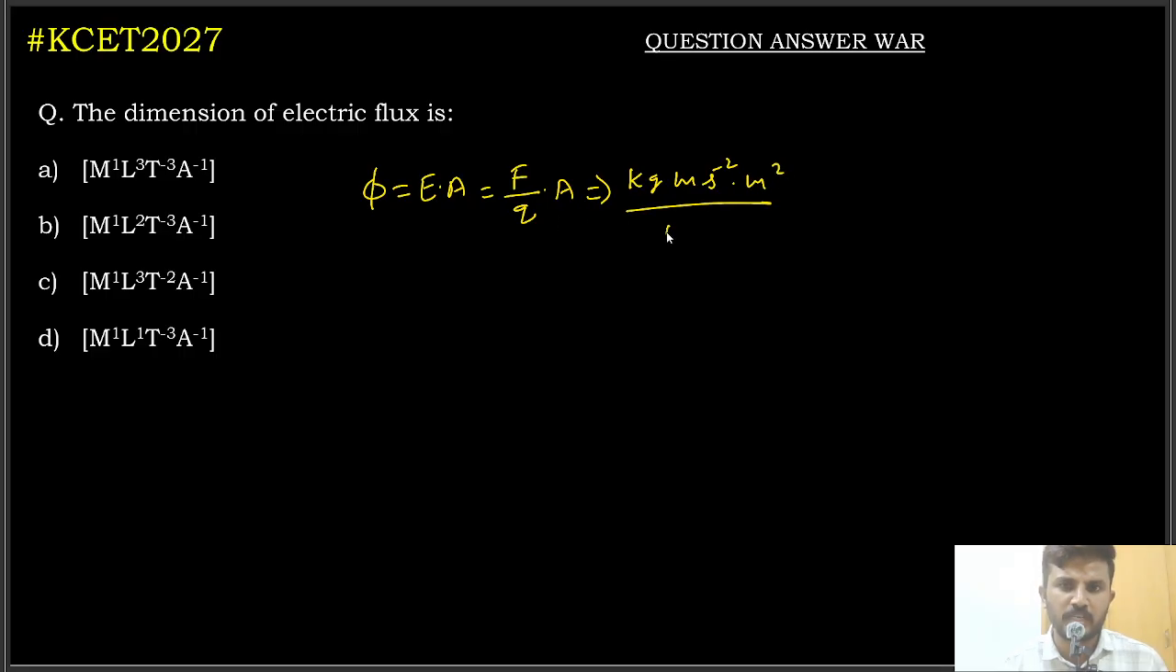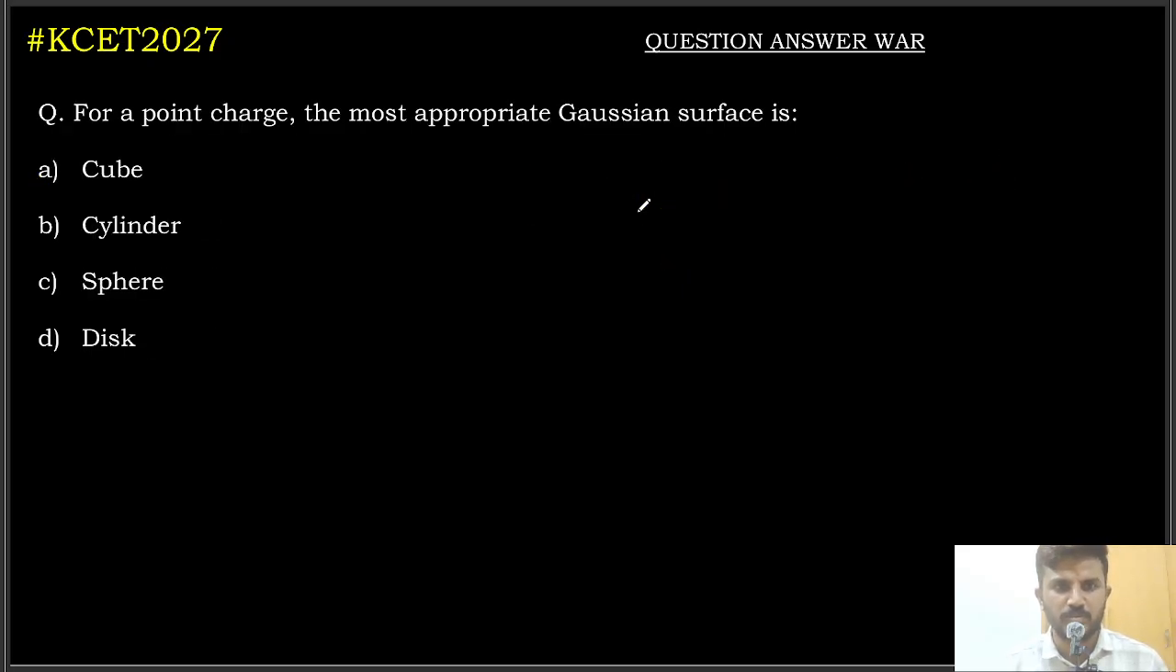Charge can be written as current into time. So writing time in seconds and current in ampere, this gives kg, m to the power 1, meter into meter square is meter cube, time divided by second gives T to the power minus 3, and ampere to the power minus 1. So the dimensions are M1 L3 T minus 3 A minus 1. Option 1 is correct. Okay, moving on to the next one.